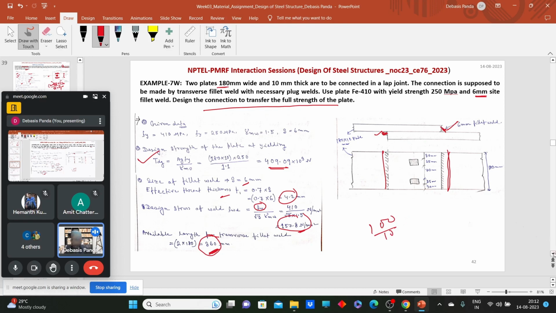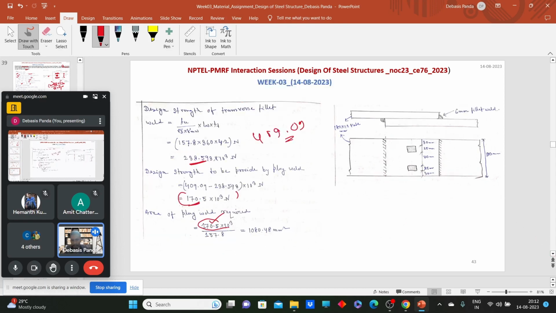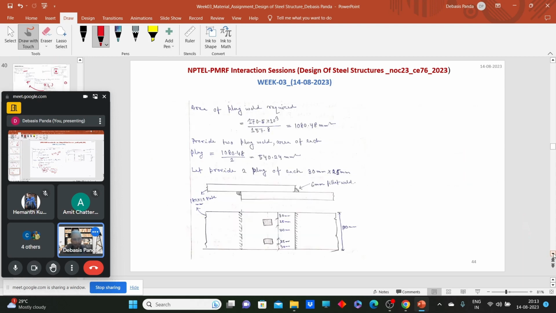Just divide it. So here this amount of load needs to be carried by these plugs, and this is the strength of this weld per cross-sectional area. Now we calculate the cross-sectional area too. So this should be the area of these plugs. Now tell me, we can provide two plugs, three plugs, four plugs, so that this amount of area should be covered. So let's try with two plug welds. If we provide two plug welds, the area of each plug weld will be just divided.